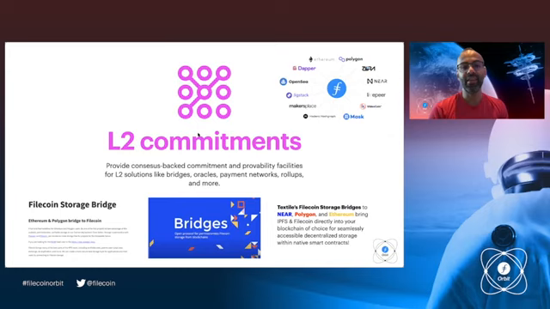Another really exciting thing is the ability to have layer 2 systems commit onto the layer 1 of the Filecoin blockchain. And this provides consensus-backed commitment and provability facilities for solutions like bridges, such as, for example, textile bridges and other bridges that have been built with the Flow blockchain, with Near, with the Ethereum blockchain, Polygon, and a lot more, who are currently operating without a layer 1 commitment on the Filecoin network. So kudos to them. But really, to make this whole process end-to-end provable and traceable, having a layer 1 medium where layer 2s can commit to is extremely important.